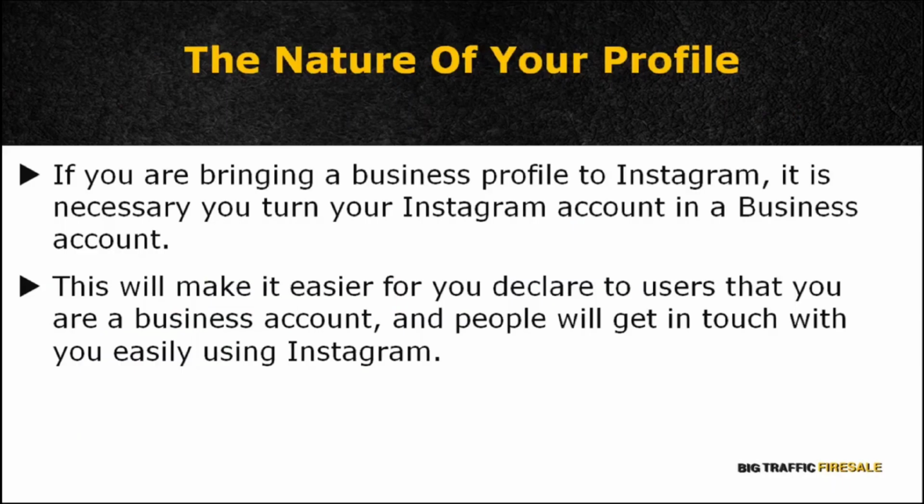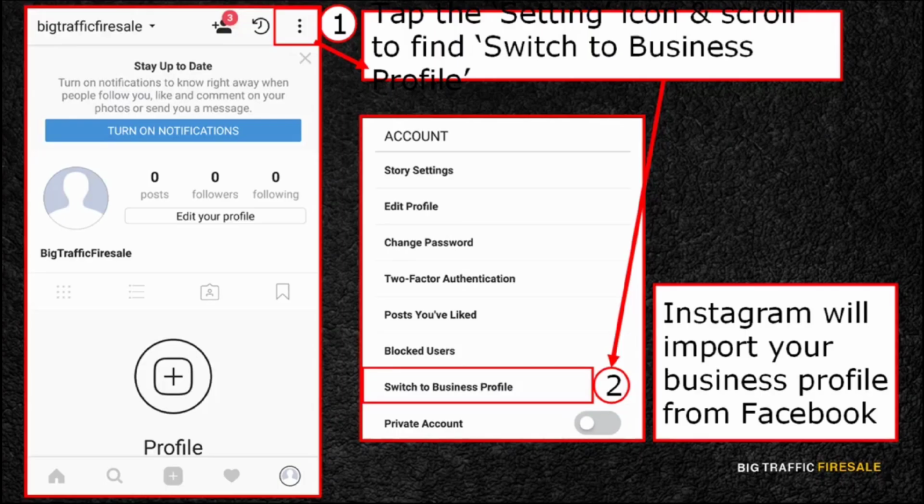Before you start exploring, consider the profile of your account. If you're bringing a business profile to Instagram, it's necessary you turn your Instagram account into a business account. This will make it easier for you to declare to users that you are a business account, and people will get in touch with you easily using Instagram. Go to your profile and tap the settings icon on the top right corner of the screen. Scroll down to find the Switch to Business Profile option. You'll be prompted to connect to your Facebook page if you haven't done so. Once it's connected, Instagram will automatically import your business profile from Facebook and set it up for you.